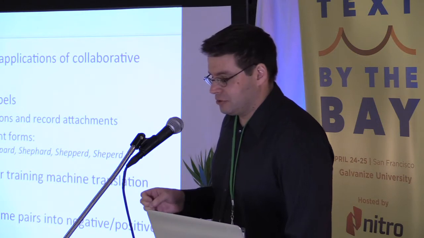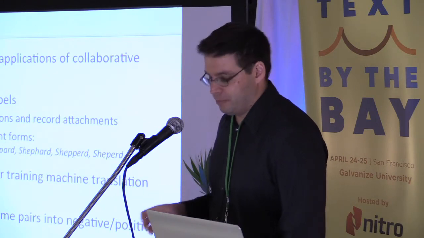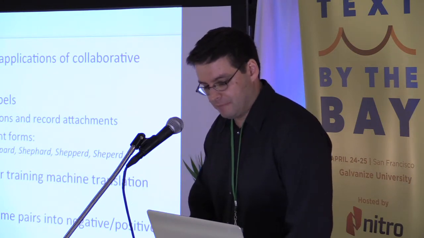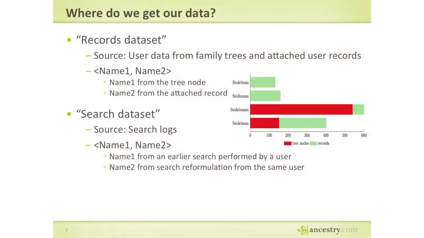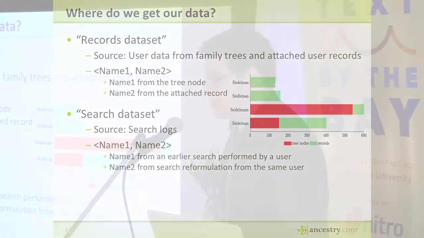So at the end, we decided to use the parallel corpora method, where we basically use all the data, and we're not going to divide it into classes. So the two processes that we earlier identified as the sources of our data sets were what we call the records data set and search data set.